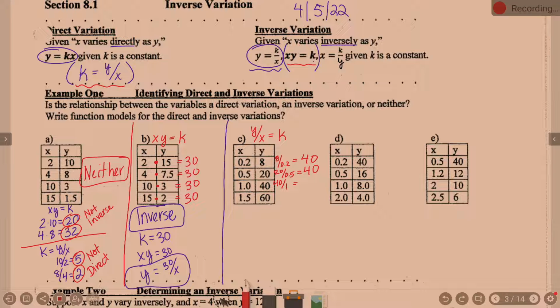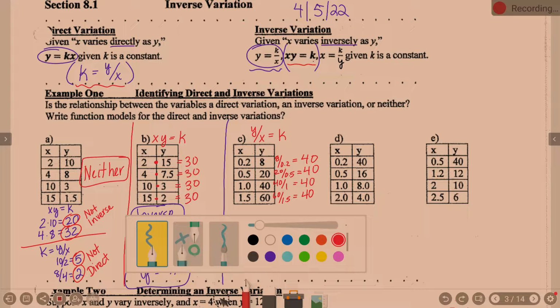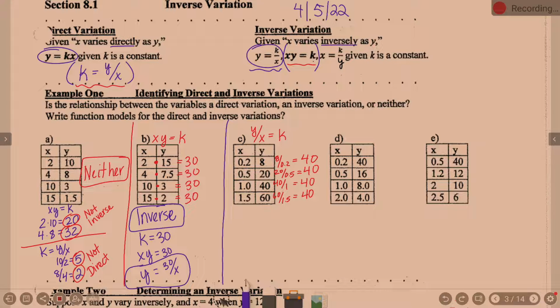40 divided by 1.0. In other words, 40 divided by 1 is 40. And 60 divided by 1.5. What's 60 divided by 1.5? Oh, hey, it's 40 as well. So what's that tell me? If y divided by x gives me the same value every time, this fits into direct variation.